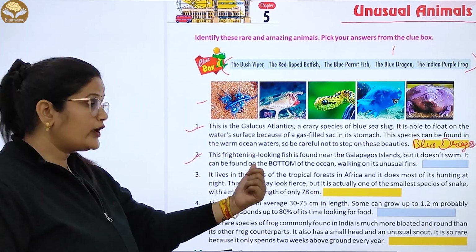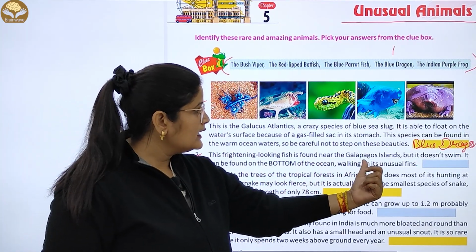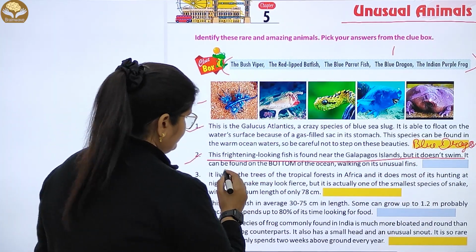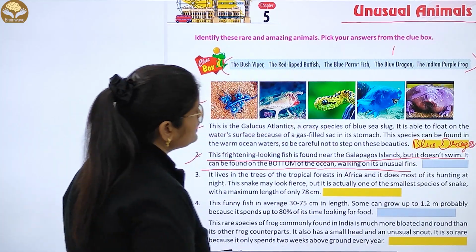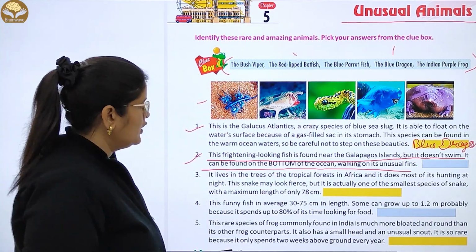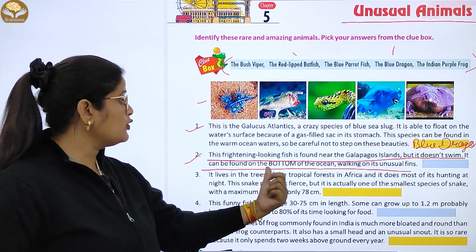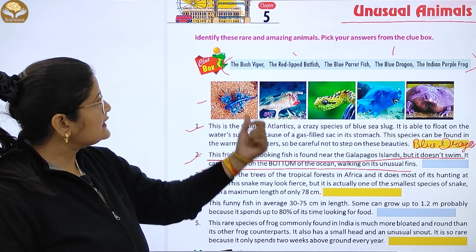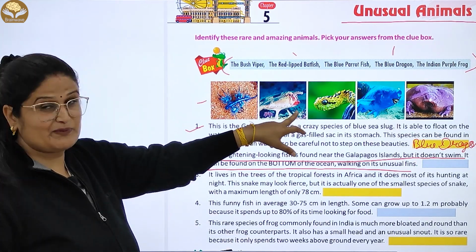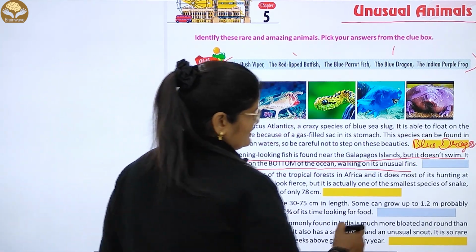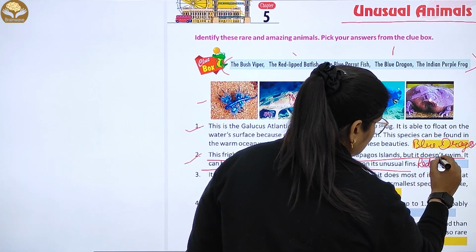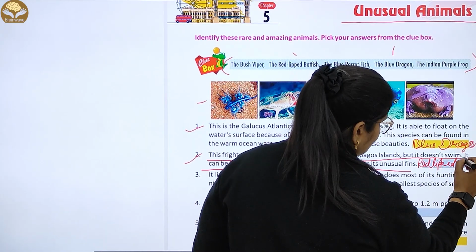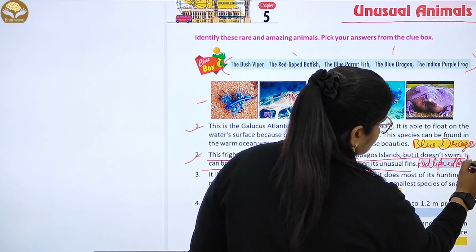This frightening looking fish is found near the Galapagos Islands, but it doesn't swim. It can be found on the bottom of the ocean, walking on its unusual fins. This is the red-lipped batfish.